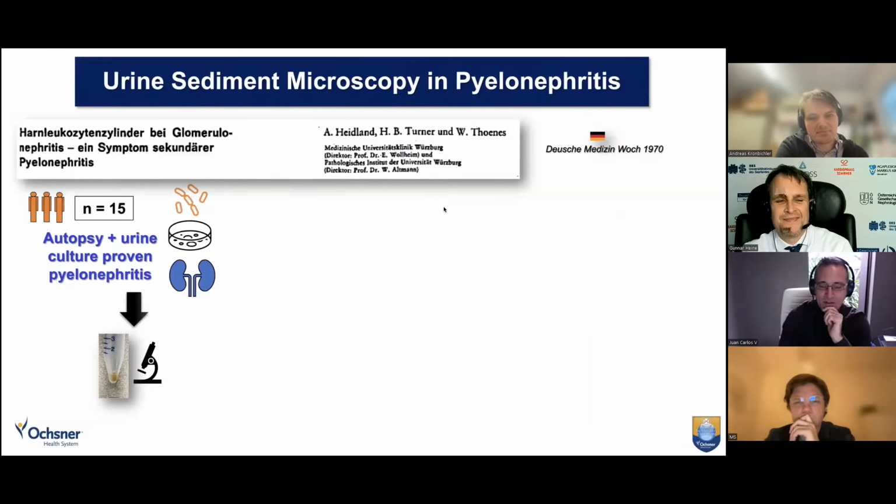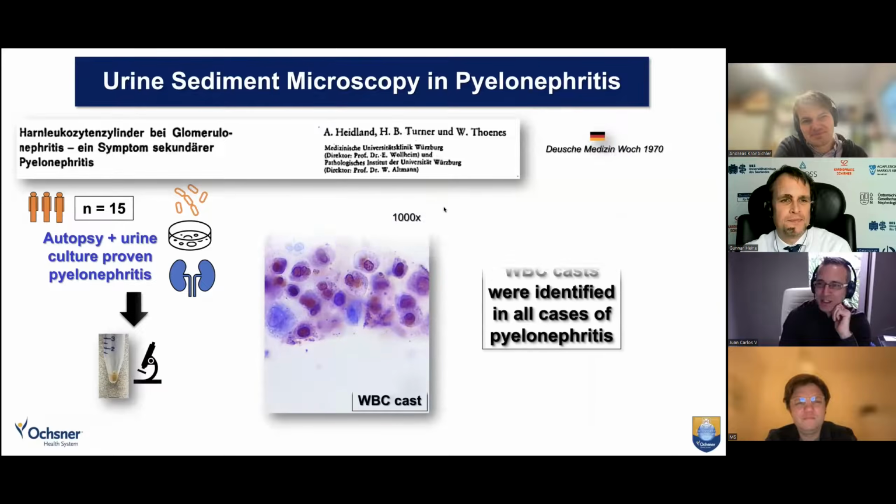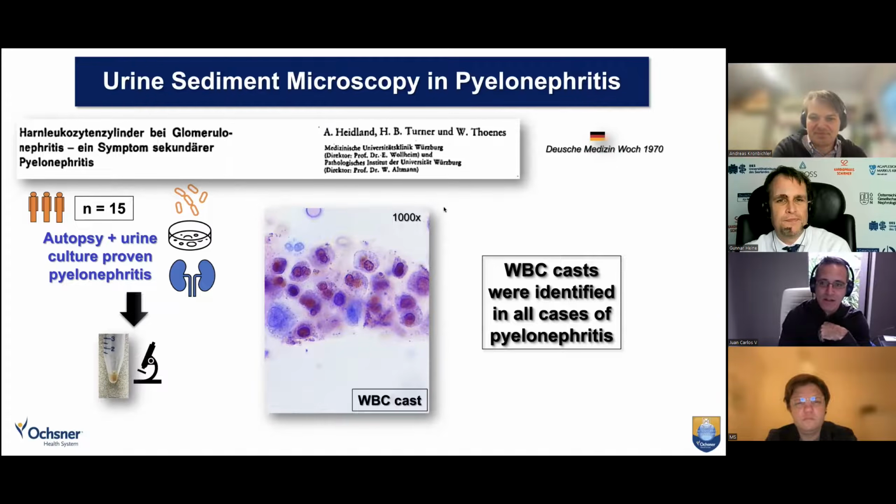And just to add a couple of slides, pyelonephritis. This is a paper that has only been published in German, so you guys don't have a problem. I do, but I had my friend Ivo Lukic and our faculty translate this paper for me. Essentially it showed that in patients who had histological demonstration of pyelonephritis, a very unusual study, white blood cell casts were present in all cases of pyelonephritis. So that's another thing that gets missed in the discussion.